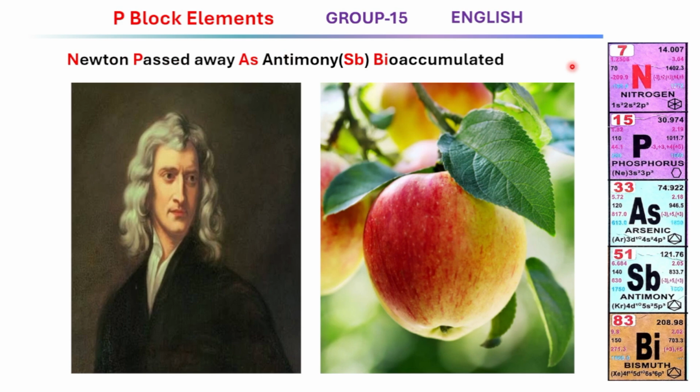Now let's see the English version. So in group 15 we have nitrogen, phosphorus, arsenic, antimony and bismuth.